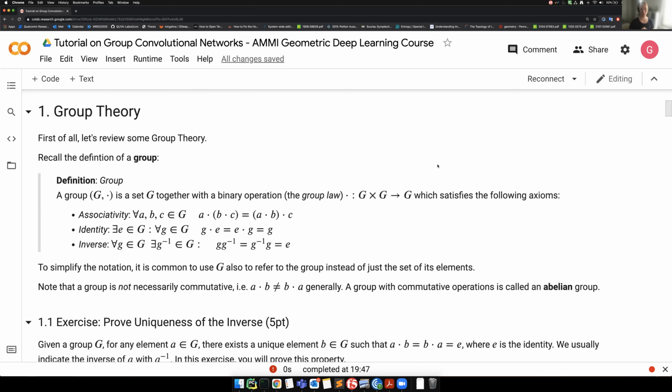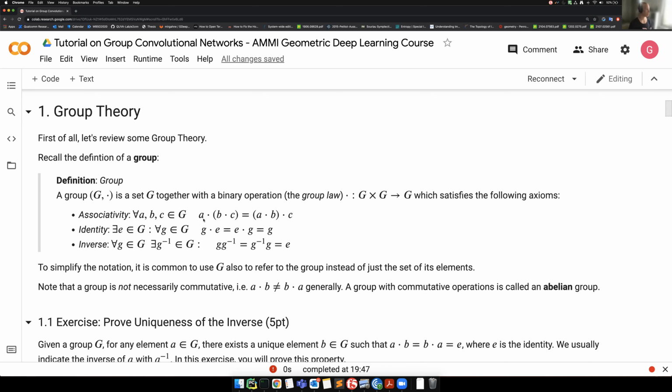So a group is nothing more than a set of elements, right? So imagine a set of elements. We give them a name, right? It could be A, B, C, D, together with a binary operation, which we call group law, which is this dot. Imagine it as a product that, given two group elements, gives you back a new group element, and this product needs to satisfy a few properties, which we call group axioms.